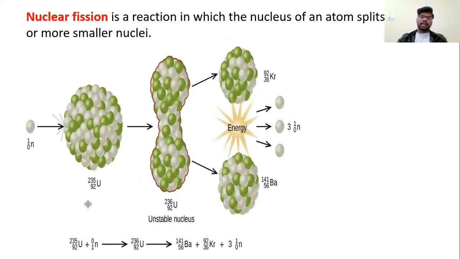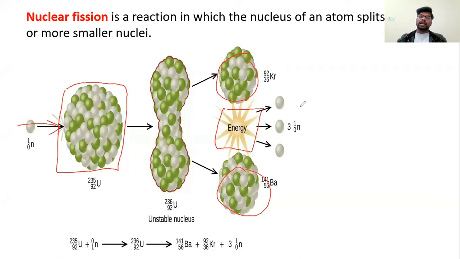Now, this is the nuclear fission reaction. So, is it clear now why I have taken uranium here? Uranium is a radioactive nucleus. This nucleus is an unstable nucleus. It is a big nucleus. So when one neutron strikes it, it divides into two smaller nuclei, forms a huge amount of energy, and produces three neutrons as well.